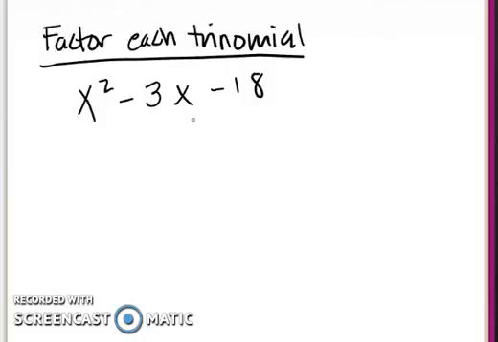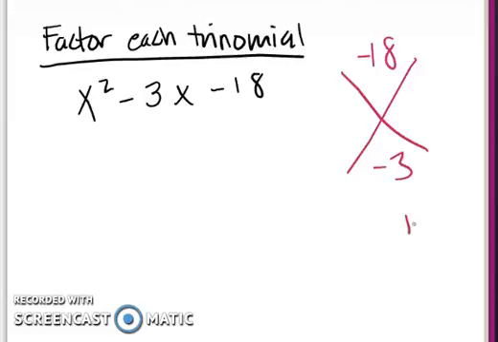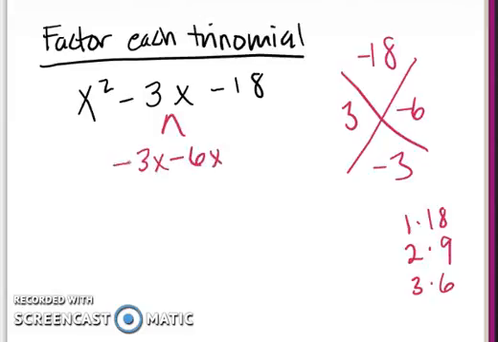Factor each trinomial. First thing I should look for is a GCF. I have none, so I'm going to go ahead and set this up. I got negative 18 and negative 3. My factors are going to be 1 and 18, 2 and 9, 3 and 6, and I believe that might be all. Notice 3 and 6 have a difference of 3, so I'm thinking 3 and 6 are my key, and the 6 is going to have to be negative. So we're going to break this down: 3x and negative 6x is going to get this negative 3x. And then we break down everything else, and we can factor by grouping.